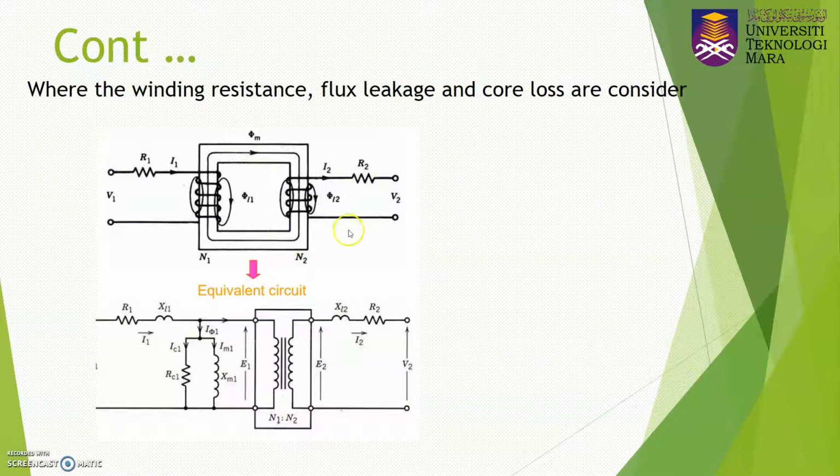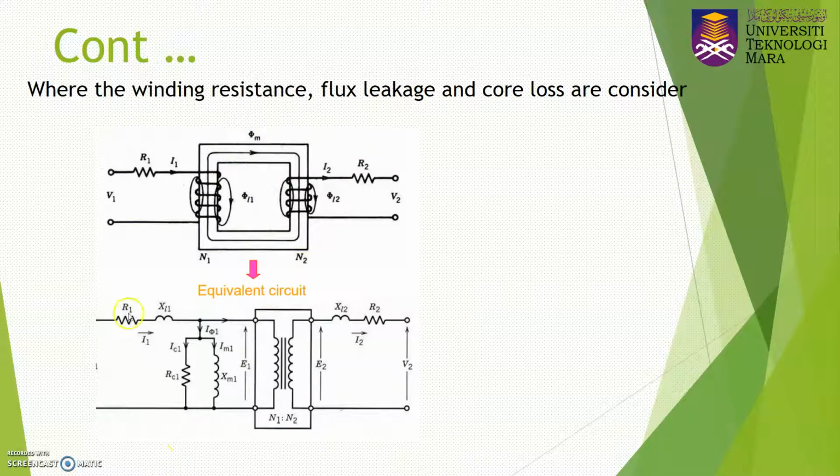Now here is the schematic diagram for the practical transformer. Here is the winding resistance. Here is the flux leakage. And the core loss is also considered, so this represents the core loss. When we consider all three, you can draw your practical transformer like this, where you have a primary winding with an internal winding resistance, and the secondary winding also has an internal winding resistance R2. Basically, we can redraw the schematic diagram here.